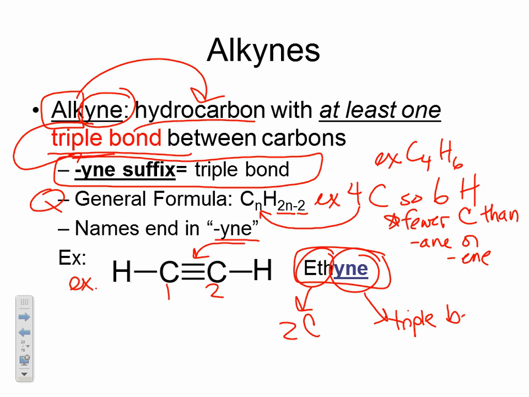So ethyne, 2 carbons connected via a triple bond. Again, notice every carbon has 4 bonds. So this first carbon here, it's got 1 bond here, but then 2, 3, 4 to itself. So it can't bond that many times with hydrogen.